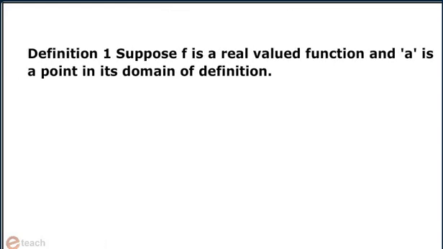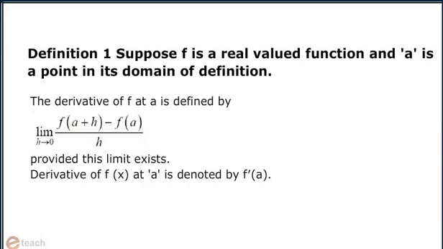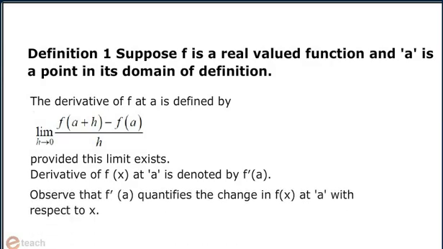Definition 1. Suppose f is a real valued function and a is a point in its domain of definition. The derivative of f at a is defined by the limit as h tends to 0 of f of a plus h minus f of a, divided by h, provided this limit exists. The derivative of f(x) at a is denoted by f dash a. Observe that f dash a quantifies the change in f(x) at a with respect to x.